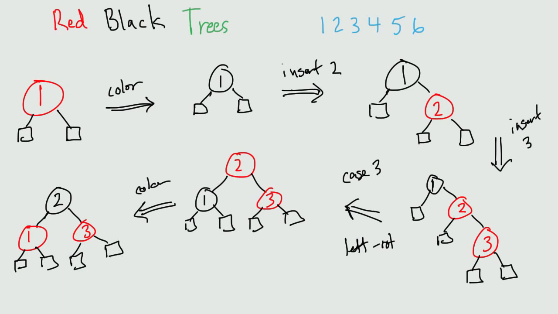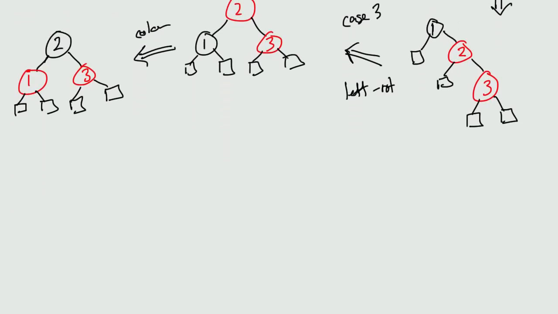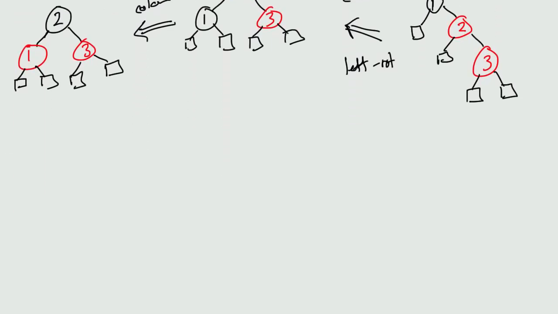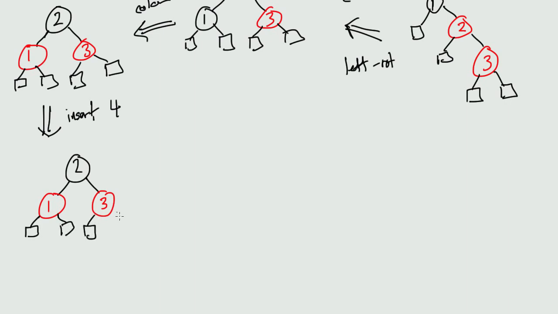So let's just scroll down a bit. Okay, and we are going to insert 4 now. Insert 4. So let's redraw this. We've got 2, and then 1 and 3. 1 and 3 are red, and we have all of our nil nodes. Okay, and now we insert 4 here.